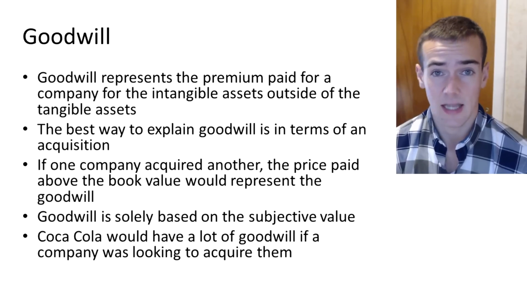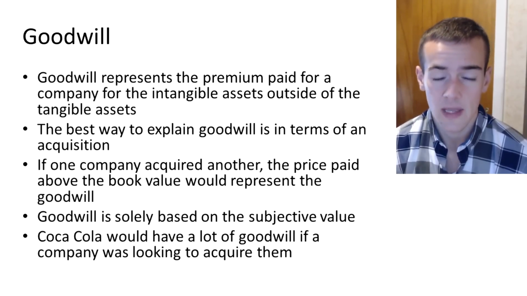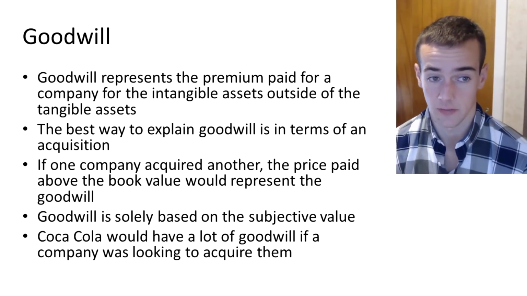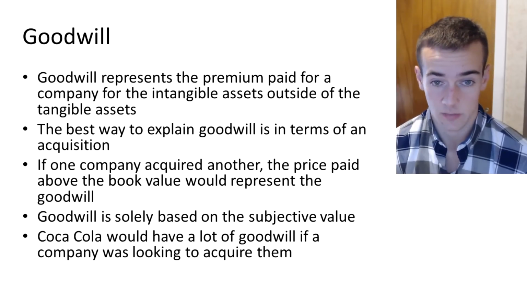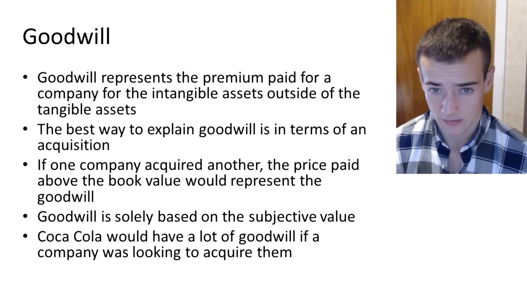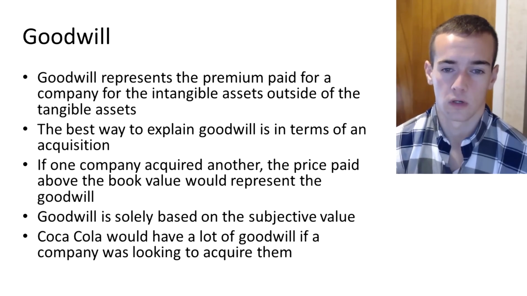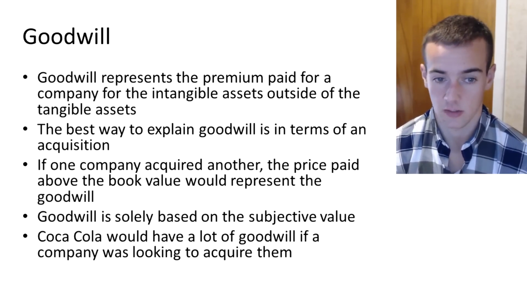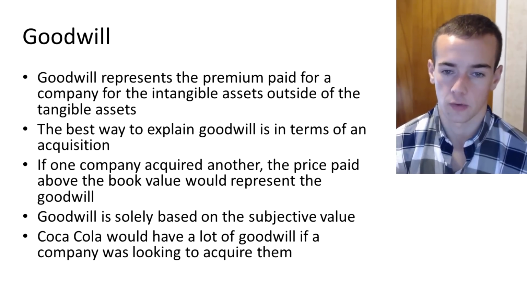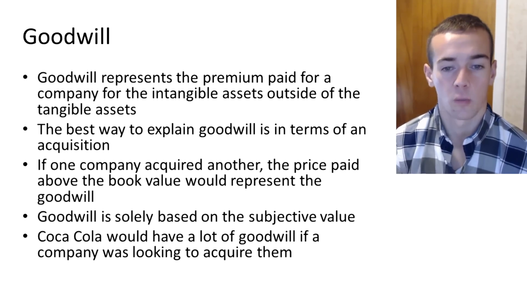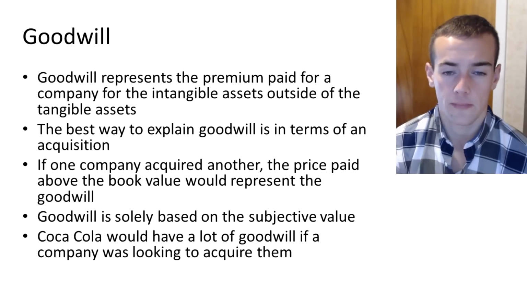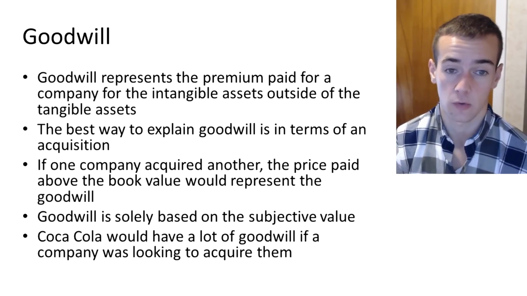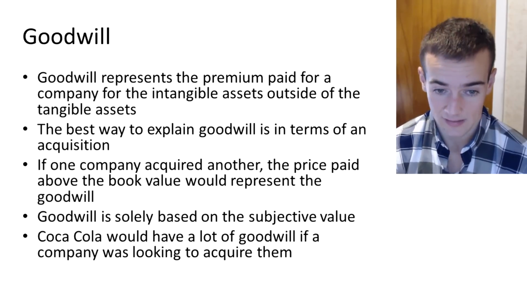So as we said, these intangible assets are listed under goodwill, and you will find this on the balance sheet of a company. Now, goodwill represents the premium paid for a company for the intangible assets outside of the tangible assets. The best way to explain goodwill is in terms of an acquisition. If one company acquired another, the price paid above the book value would represent the goodwill. Because remember, the book value represents the value of those tangible assets. So whatever premium is paid above the book value would represent the goodwill, or the value of those intangible assets.